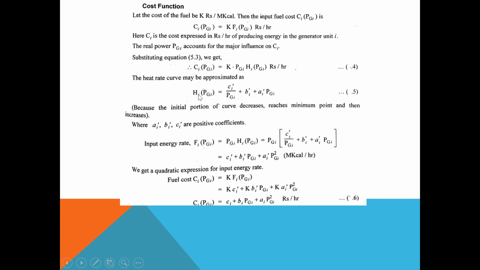And we all know heat rate is given by the formula C divided by Pg plus B plus A of Pg. Here A, B, C are cost coefficients. So F of Pg is nothing but Pg into H of Pg. So we are getting A into Pg square plus B into Pg plus C. And then fuel cost equation C of Pg is nothing but K into F of Pg. So this is the formula to compute the fuel cost.